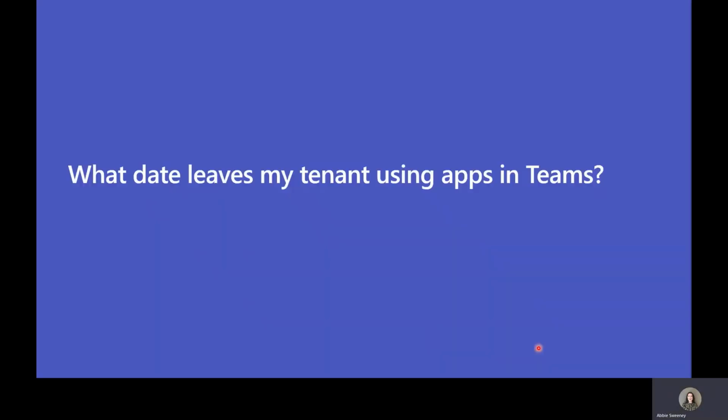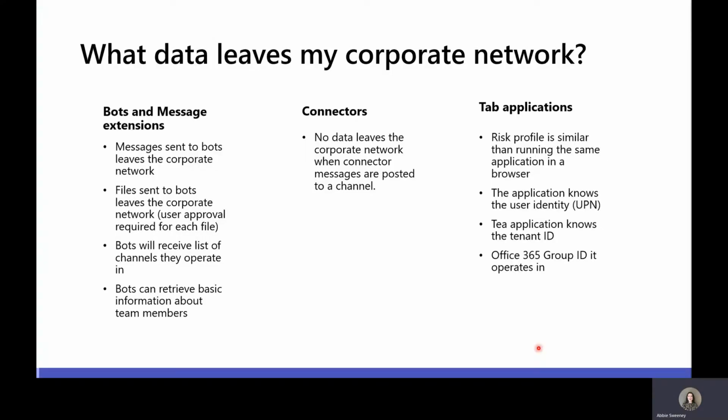Okay. So let's jump into now data, and what data leaves the tenant, what doesn't. So looking into what data leaves the corporate network, we split it up into three really. So bots and message extensions. Messages, as we mentioned earlier, messages sent to bots do leave the corporate network because the bot has access to those messages, as well as files sent to the bot as well. I will reiterate that any files that are sent to the bot, the user is asked for approval after every single file sent. So it's not a one and done situation. You do get asked every single file you send.